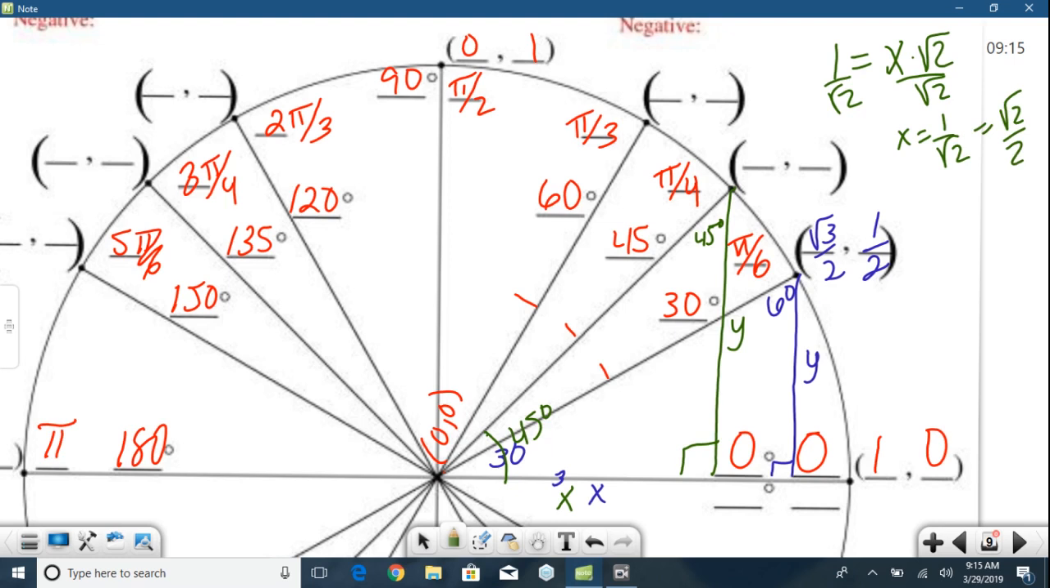Radical 2 over 2. But I know x and y are both the same. They're both the same. You haven't done anything incredibly hard yet. And you won't. Because that's the most work you have to do with the unit circle.